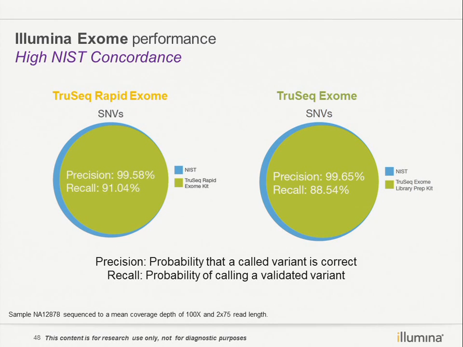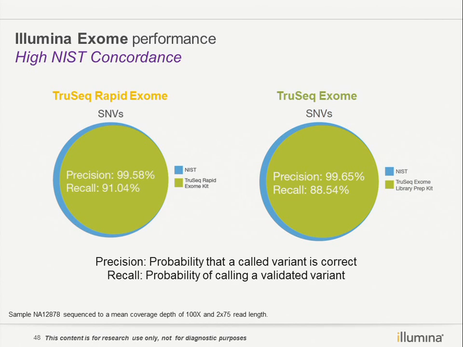And in this data, we use some standard samples from NIST. We would like to compare the variant calling from our exome kit to the database. So the precision, that means the probability that a called variant is correct, that means it's a true variant when we compare our result to the database, is 99%. Both kits are larger than 99%.